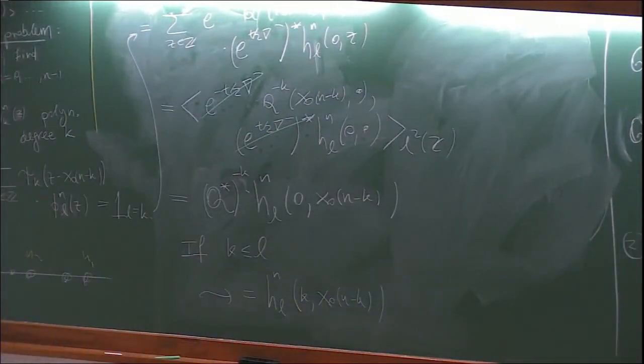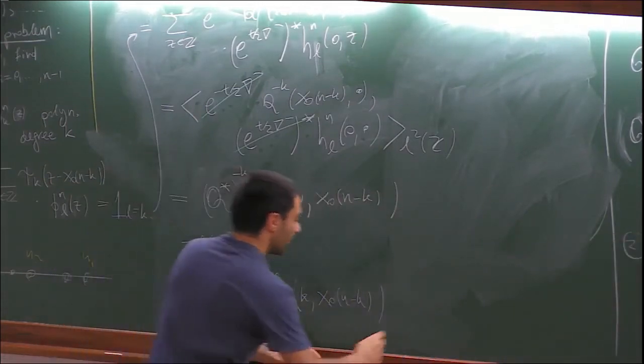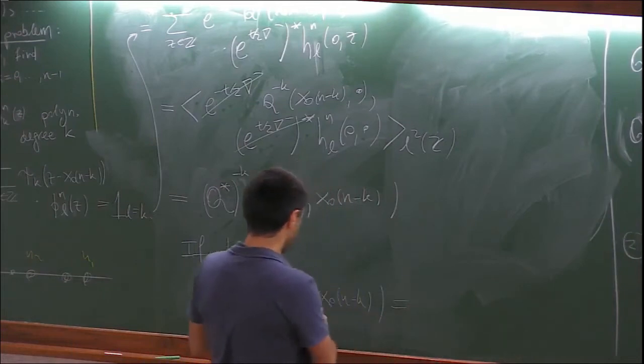I flipped L and k. But it says this is 0 if you evaluate exactly at the boundary at the right time, if L is less than k. So if this index is less than that one. And that's exactly what is written here. If k is less than L, then this is 0.